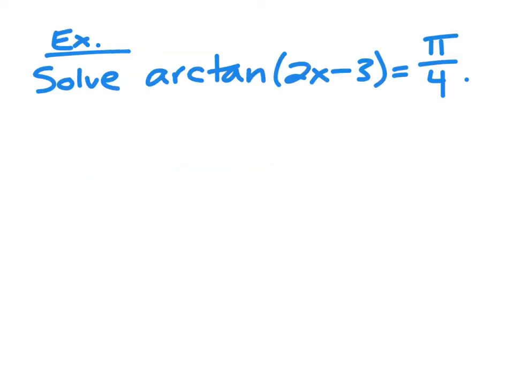So let's say I want to solve one. I want to solve arctan of 2x minus 3 is equal to pi over 4. Well, the first step I need to do is actually get rid of the arctangent.